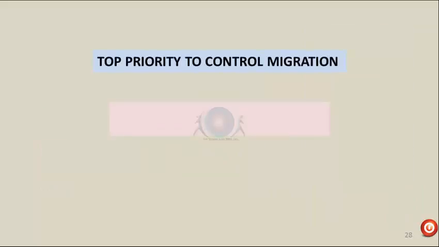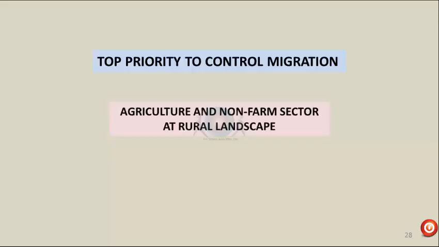To conclude, migration and related issues are one of the major thrusts of research nowadays, but in spite of the number of studies that have been conducted, there are still lots of issues related to migration that have not been addressed. The main cause and concern behind the migration is the economic factor. So, agriculture and the non-farm sector in the rural landscape at the national level will have to be given top priority to control this problem of migration.